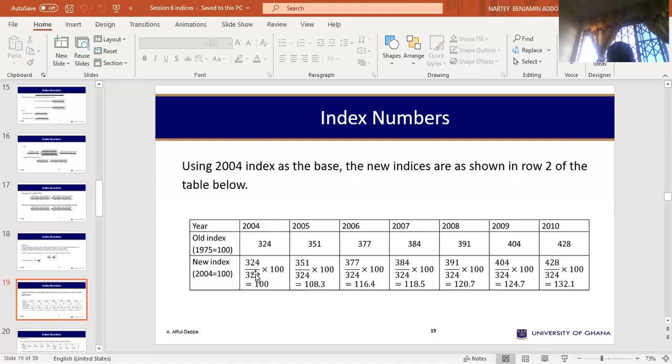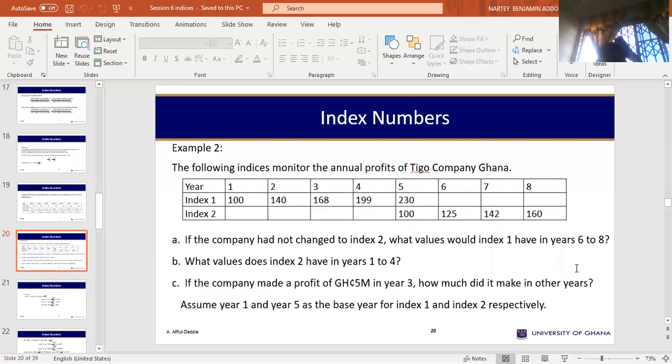Because this is just like Pn over P0. So if 2004 is P0, then Pn is the 324 over P0, which is 324. So that will give you 100. Pn is 351, P0 is 324; Pn is 377, P0 is 324. So it's the same thing. So you need not worry yourself going through that process.